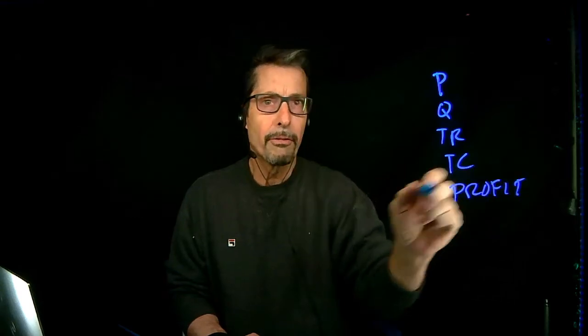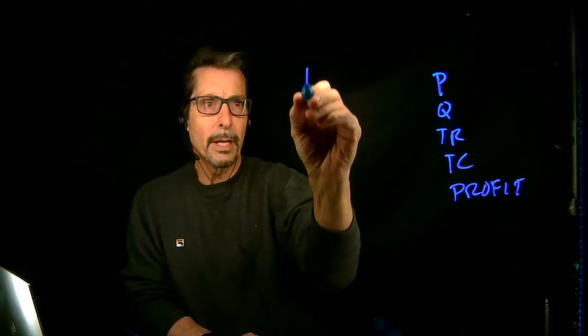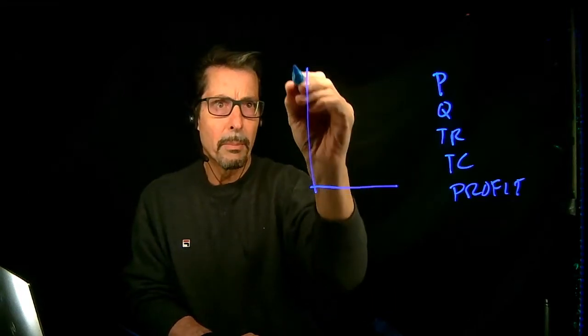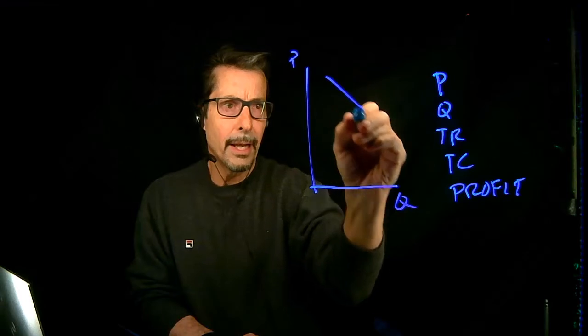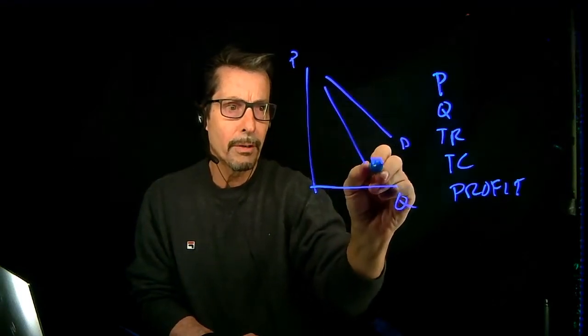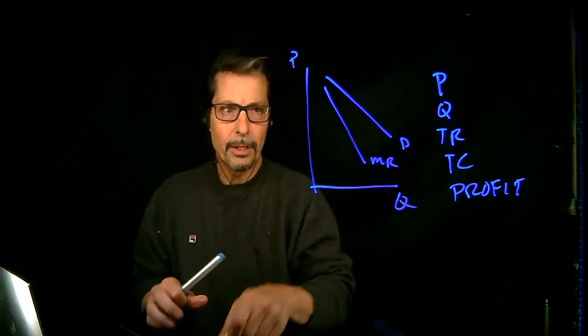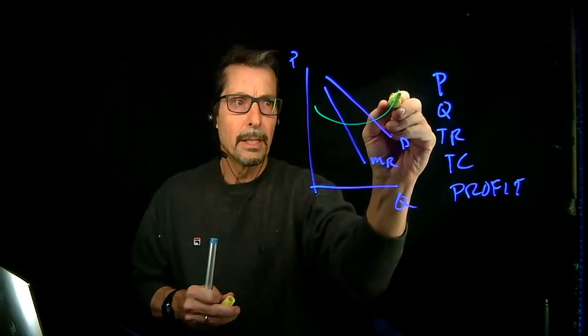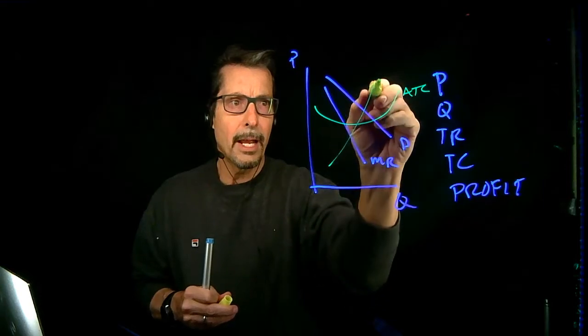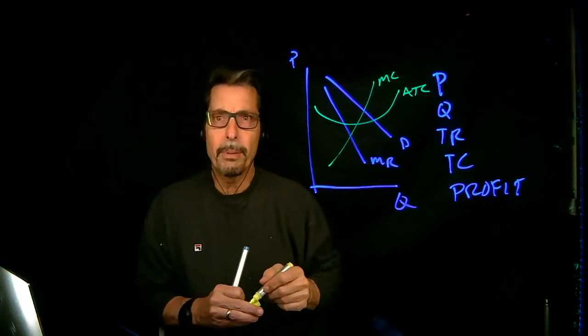One of the topics that is going to be covered is a monopoly and how to find price, quantity, total revenue, total cost, and profit from a graph that looks something like this. So you've got price, quantity, a demand curve, a marginal revenue curve, and then an ATC and a marginal cost curve. You're going to be given a picture like this.